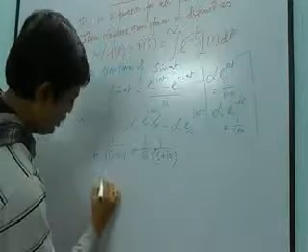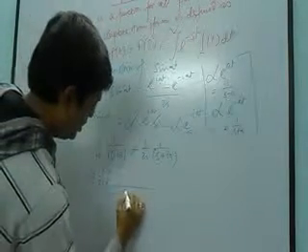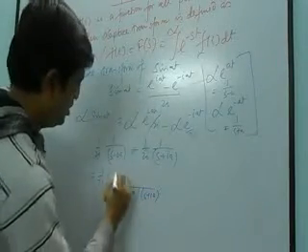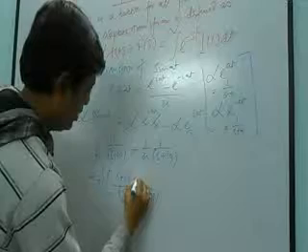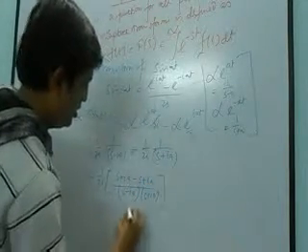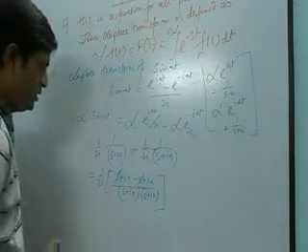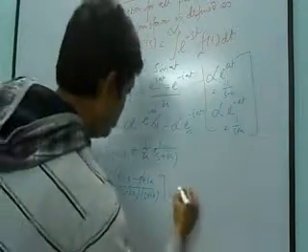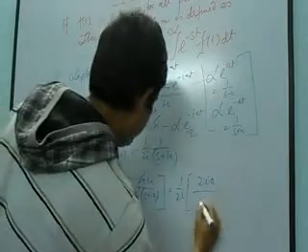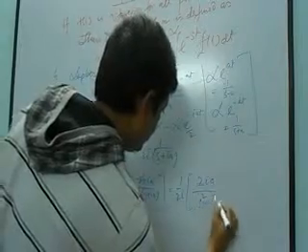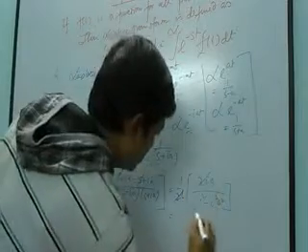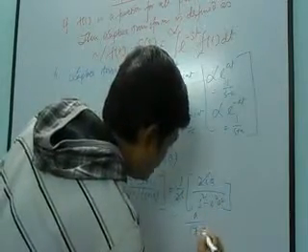Now 1 by 2i times ((s plus ia) minus (s minus ia)) divided by (s minus ia)(s plus ia). Now s and s will be automatically cancelled out. 1 by 2i times 2ia divided by s square minus i square a square. That is equal to, the 2i and 2i will be cancelled out, a by s square plus a square.